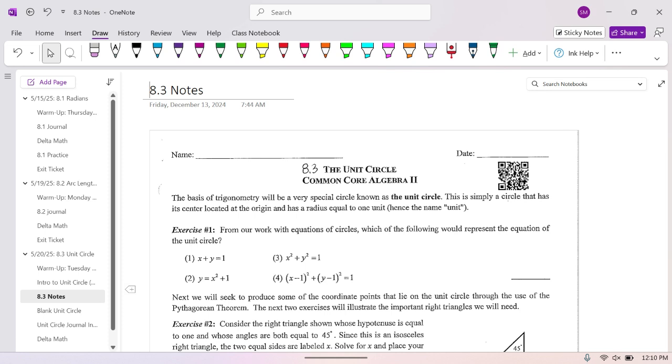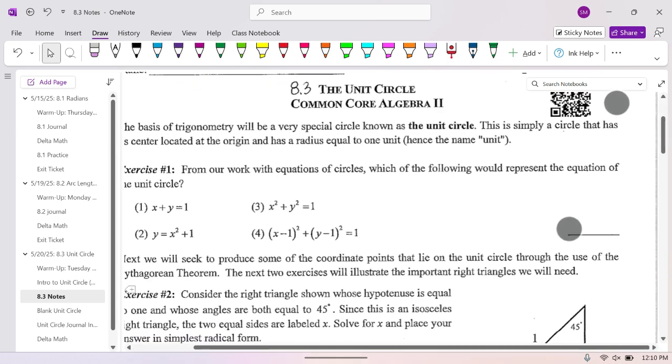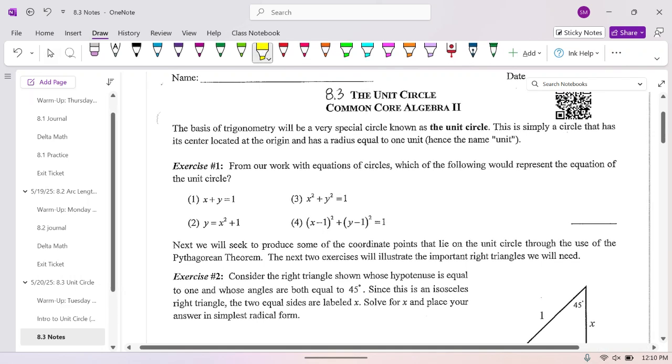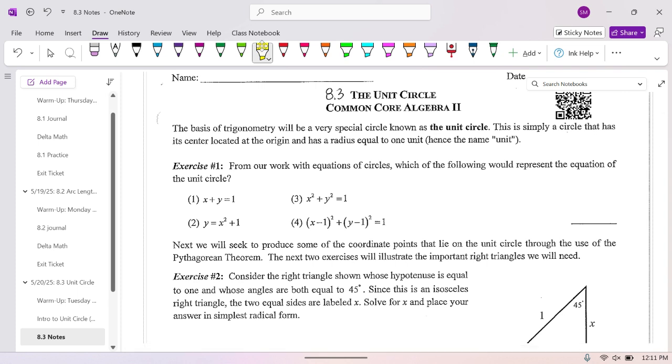All right, guys, so I'm on page 5 of your packet. So we've done the radians of the unit circle, we've done the degrees of the unit circle. Now we're going to do the ordered pairs of the unit circle. Now, this is where you got to know your right triangle properties. All right. So a basis of trigonometry is a very special circle known as the unit circle. It's simply a circle that has a center located at the origin and a radius equal to 1 unit. All right, that's why they call it the unit circle, because the radius is 1 unit.